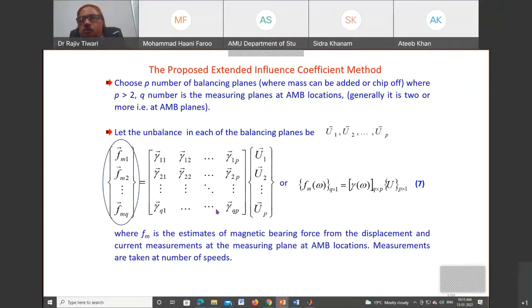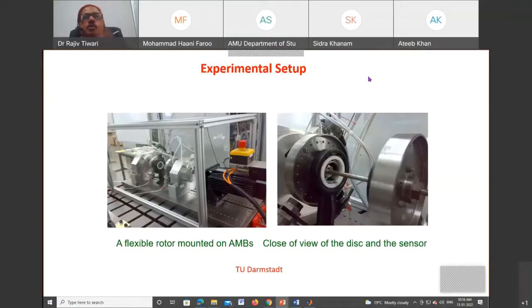So those who know the influence coefficient method can appreciate that the only change taking place here is that the definition of the influence coefficient is also getting changed. That's why we are naming this the extended influence coefficient method. So this is a test rig in which this particular method was tried out. I'll show the video of this maybe at the end of the lecture.